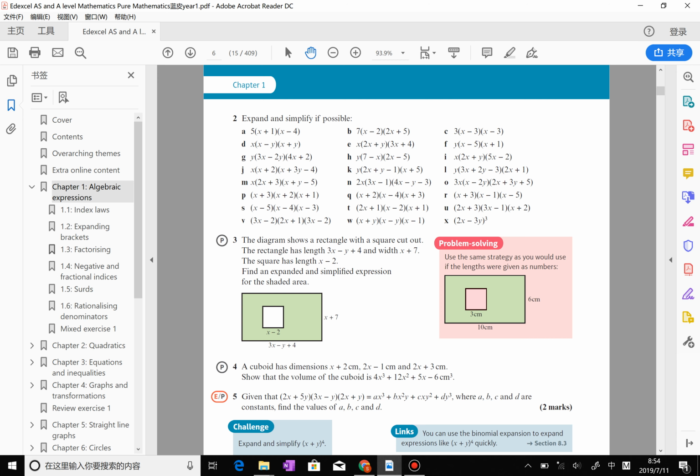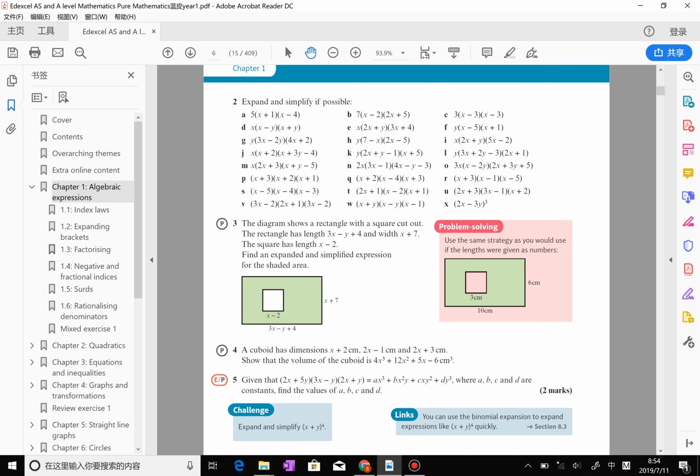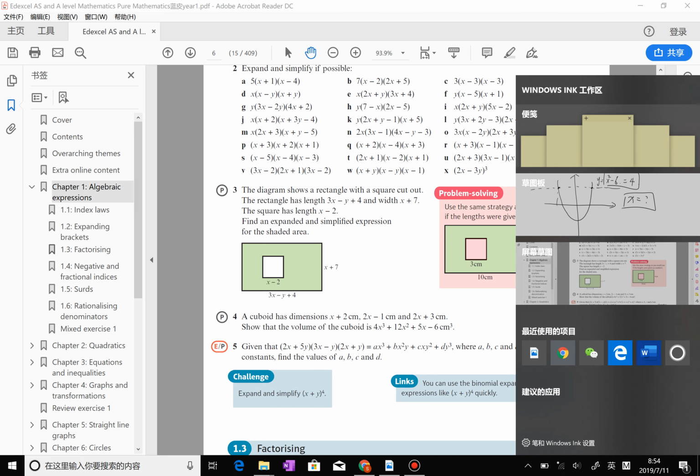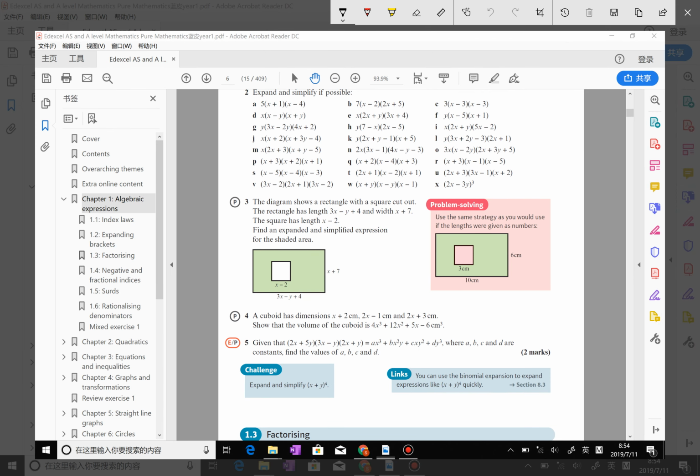Okay, and let's look at problem 3. I think this kind of word problem is interesting, and that's the reason why we learn math. So 3. The diagram shows a rectangle with a square cut out. The rectangle has length 3x minus y plus 4 and width x plus 7. And the square has length x minus 2. So you need to find an expanded and a simplified expression for the shaded area.